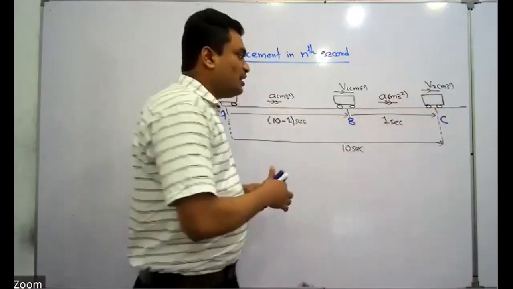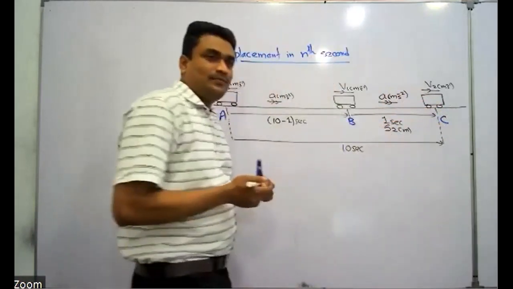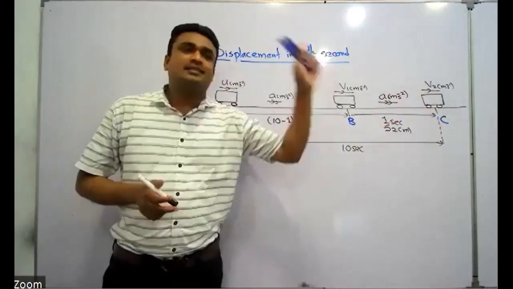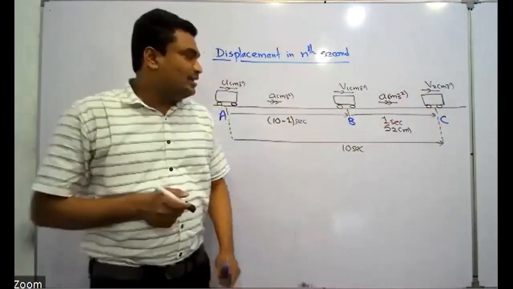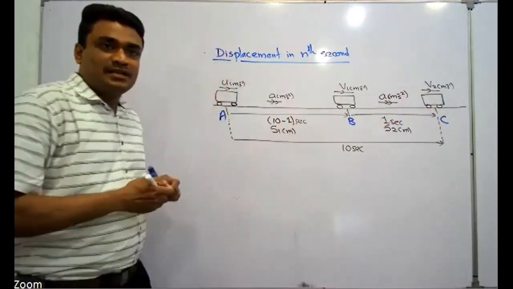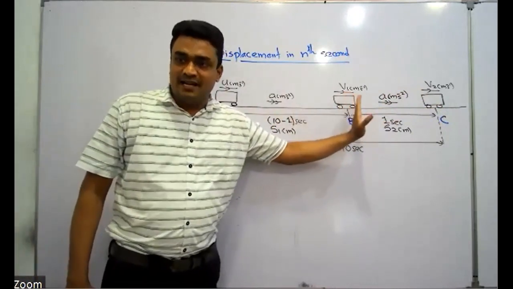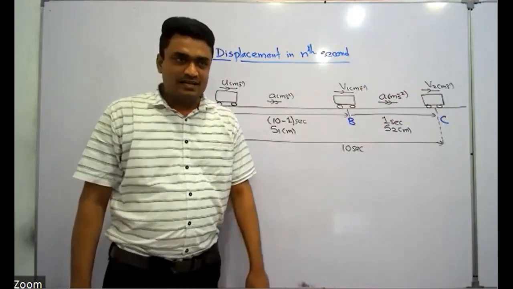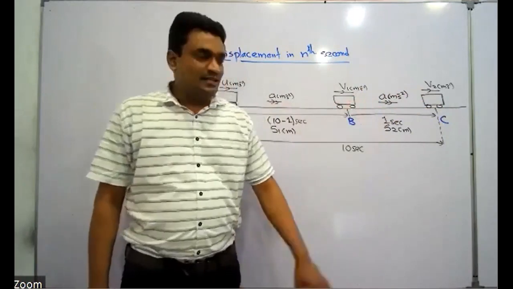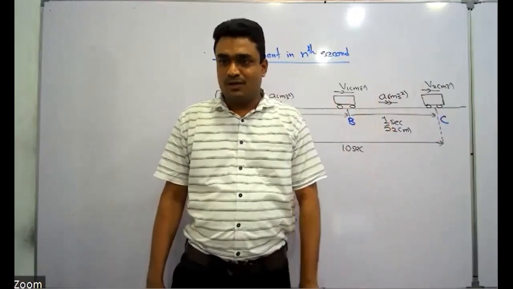If I mark B to C displacement as S2, what is S2 then? It is the displacement during the 10th second. If I mark displacement from A to B as S1 meter, S1 is the displacement during the first 9 seconds. S2 is the displacement during the 10th second. Clear or not? Clear.